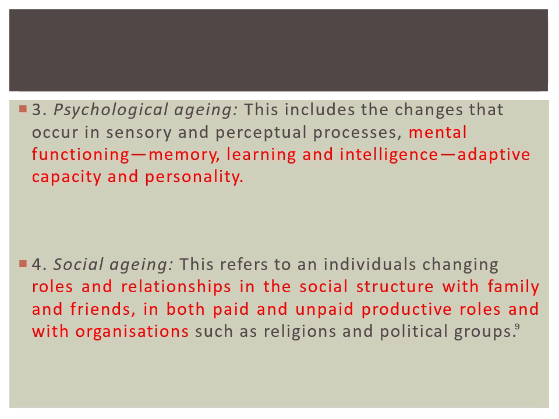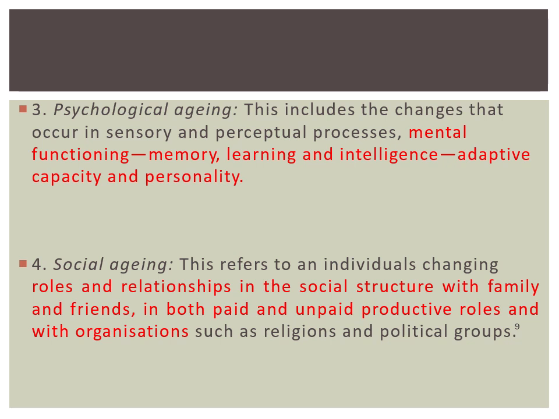Next is psychological aging. This includes the changes that occur in sensory and perceptual processes and mental functioning, where there is a gradual decline in the mental functioning of the elderly person. Their memory reduces, their learning ability reduces, and intelligence tends to reduce. Apart from that, adaptive capacity and personality also tend to reduce. That is considered as psychological aging.